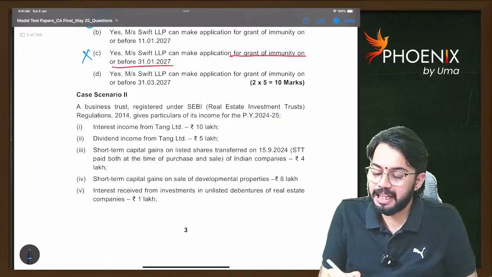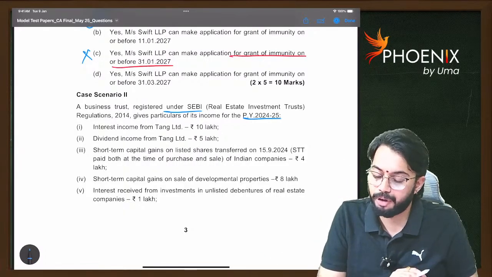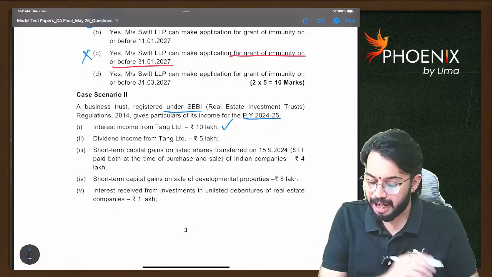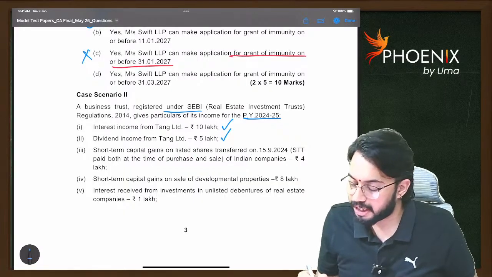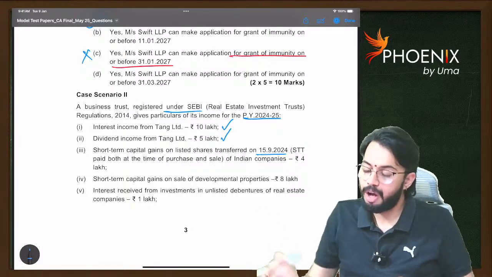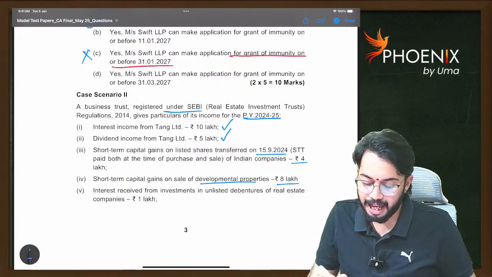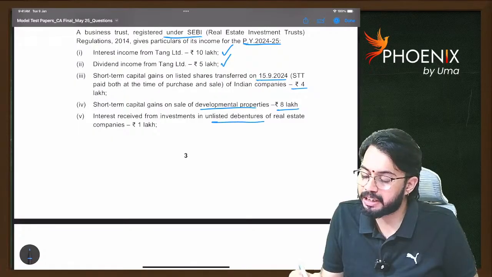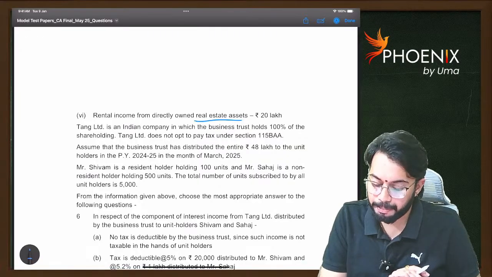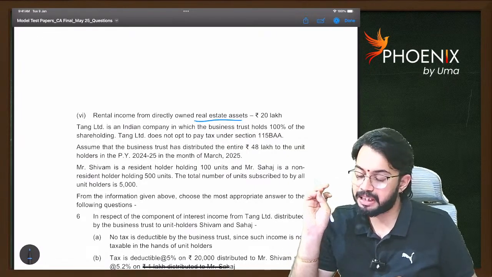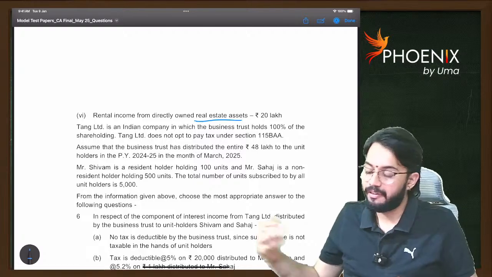Case scenario 2. A business trust registered under SEBI regulations 2014 gives particulars of its income for previous year 24-25. Interest income from Tang Limited 10 lakhs, dividend income from Tang Limited 5 lakhs, short-term capital gains on listed shares transferred on 15th September 2024, 4 lakh rupees, short-term capital gain on sale of developmental properties 8 lakhs, interest received from investments in unlisted debentures of real estate companies 1 lakh, rental income from directly owned real estate assets 20 lakh rupees. Tang Limited is an Indian company in which business trust holds 100% of the shareholding. Tang Limited does not opt for paying taxes under section 115BAA.